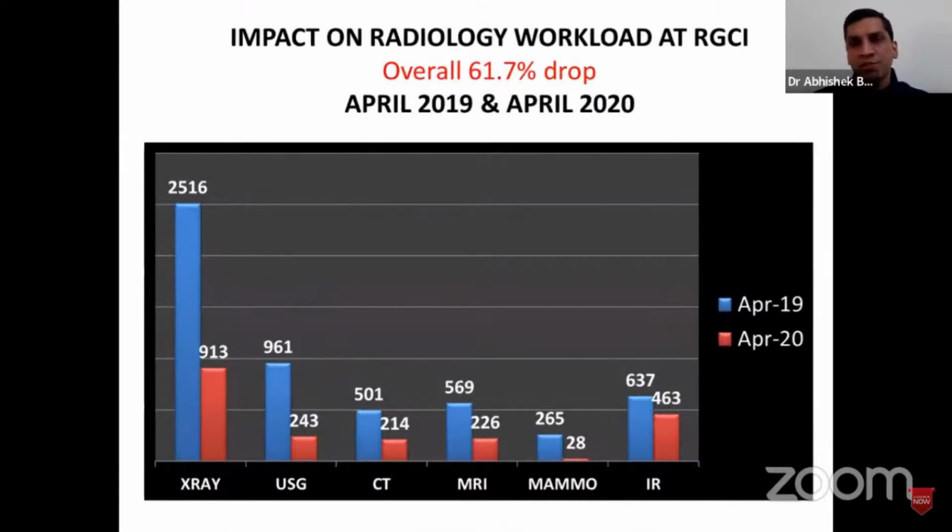This is a chart that I'm sharing from my department, showing the impact on radiology workload at our hospital. If you compare April 2019 with April 2020, there was almost a 62% drop in the workload. Now the majority of the patients getting admitted in the hospital were non-oncology patients. The CT scans were still okay, but the mammography, the routine breast cancer workup, and the interventional radiological procedures show a drastic drop. Almost a 90% drop in routine cancer screening in our breast unit.